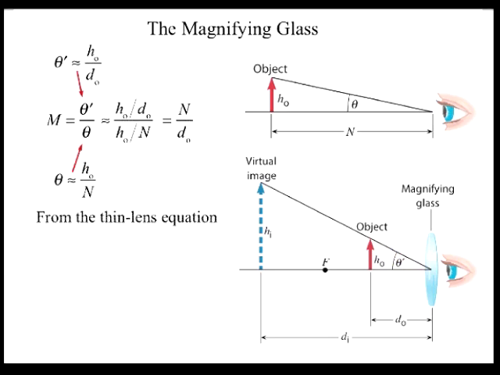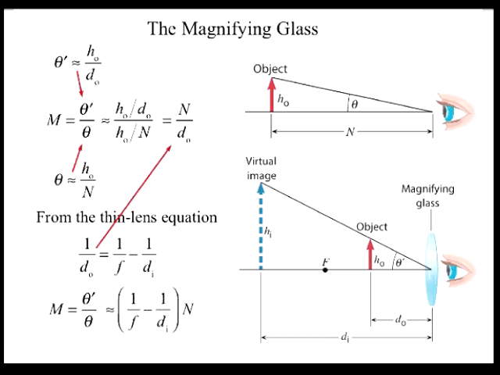According to the thin lens equation, DO is related to the image distance DI and the focal length f of the lens by 1 divided by DO equals 1 divided by f minus 1 divided by DI. Substituting this relation for 1 divided by DO into the expression for m leads to m equals theta prime divided by theta, which is approximately equal to 1 divided by f minus 1 divided by DI times n, which is the angular magnification of a magnifying glass.